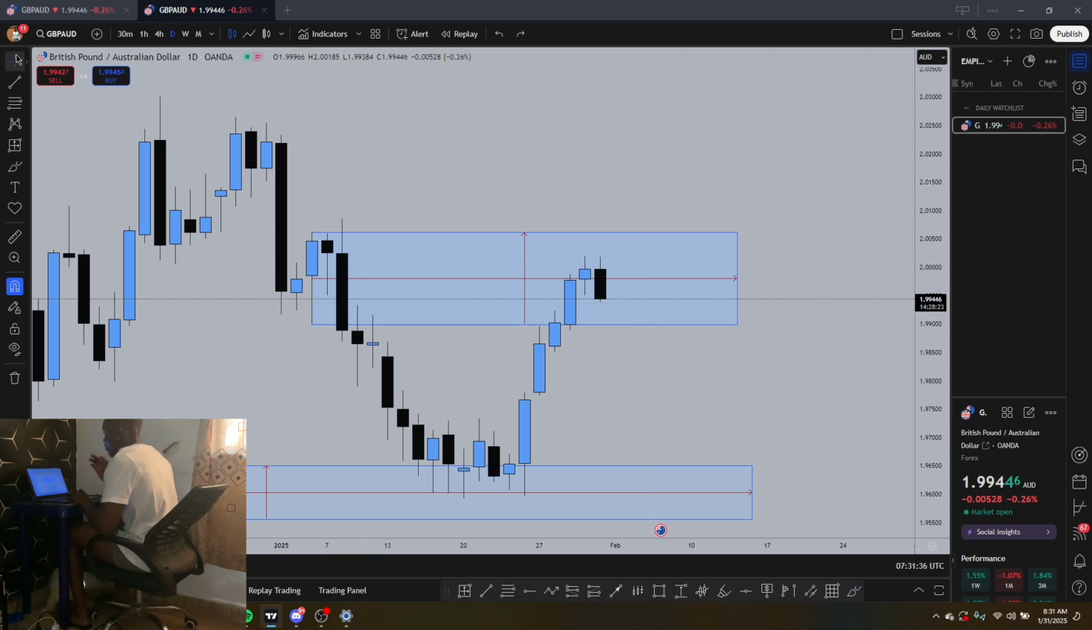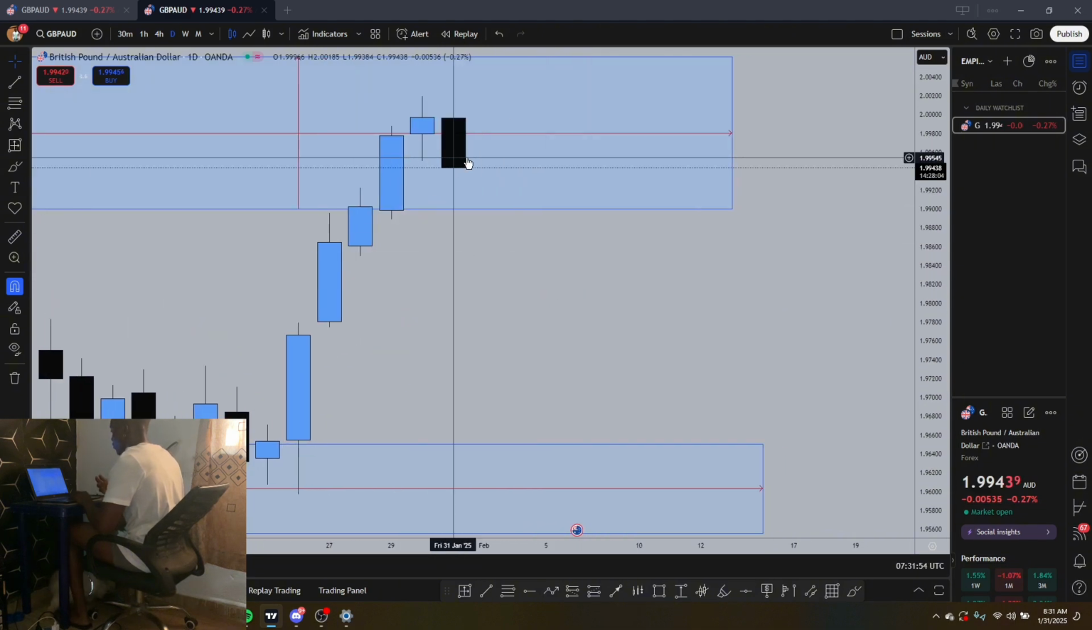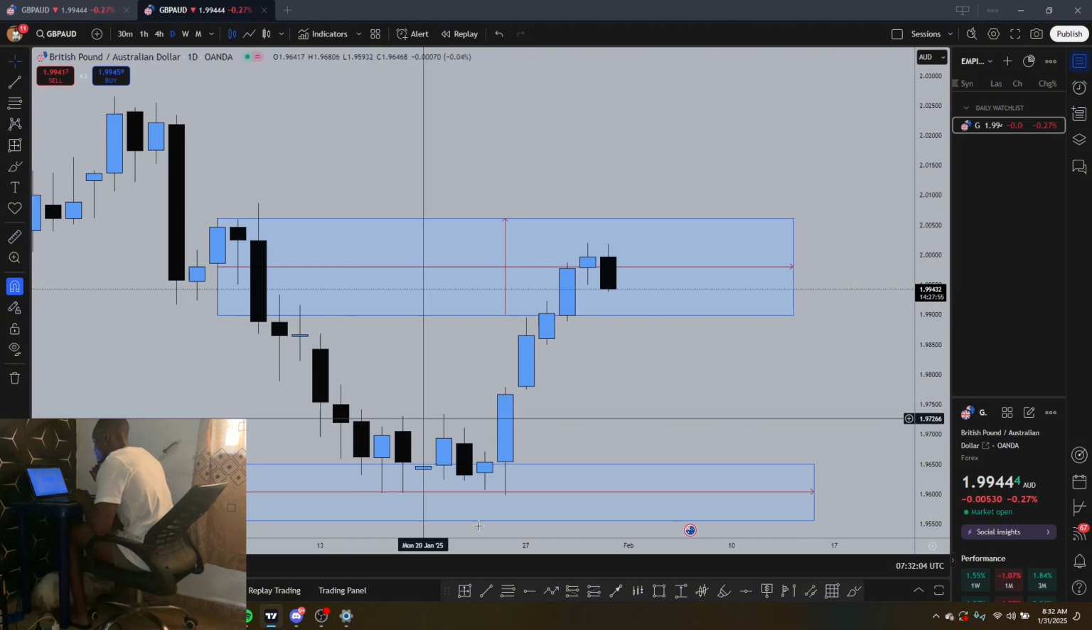What I'm expecting is that I had this daily supply area here, but price came into this area. The first day, this was on Wednesday. Wednesday was a very bullish day. Thursday was not too bullish, but you could see the weakness in price. Now today, Friday, we're having price engulf to show the strength of the bulls and the bears. So that's what I'm really interested in.